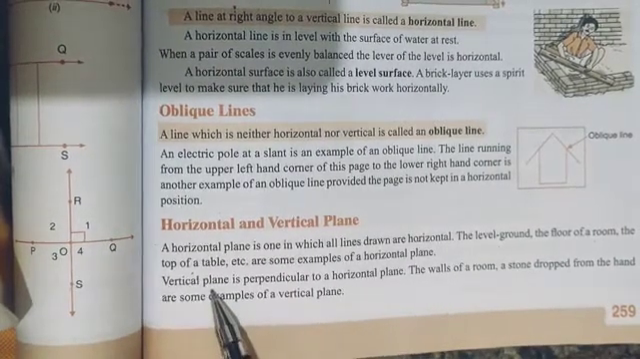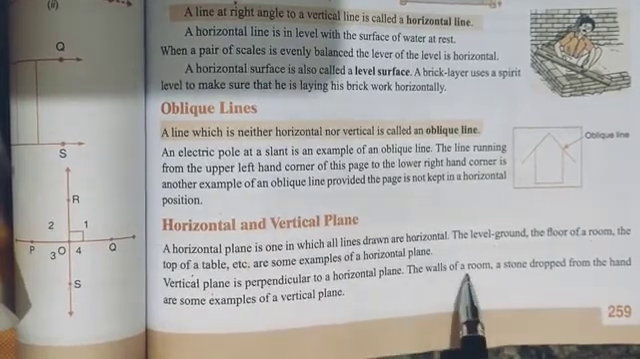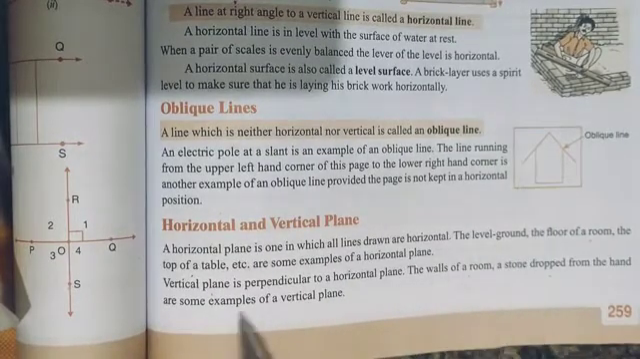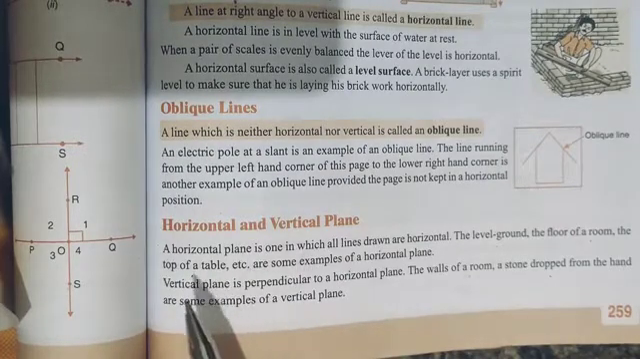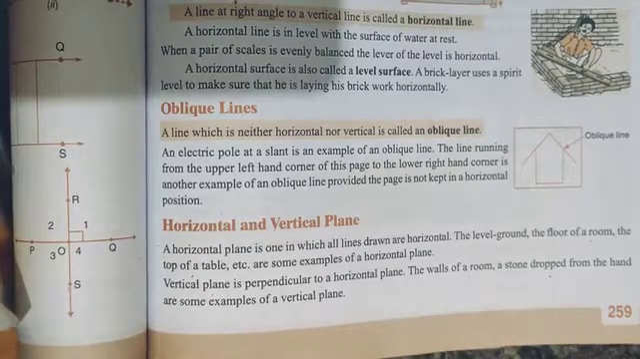Similarly, a vertical plane is perpendicular to a horizontal plane, like the walls of a room, a stone dropped from the hand, or a man standing. It is also in a vertical plane. A man will stand in a vertical plane. So all the lines drawn in this plane are vertical lines.